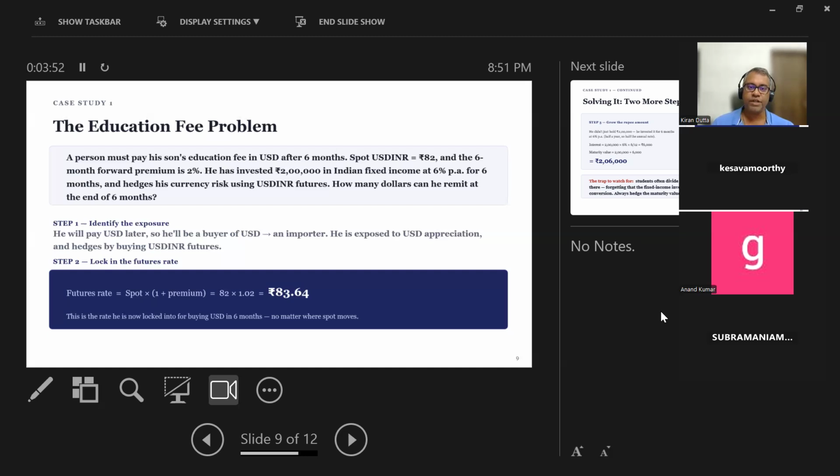This is a very, very important question, and I think you will get it in the exam. There are 3 types of questions that come from this chapter. One is this. We will do one more. And the third type is the hedging thing that we will study tomorrow: importer, exporter, hedging and all. That's a little complicated, but this is very easy. Try to attempt it and I want answers.